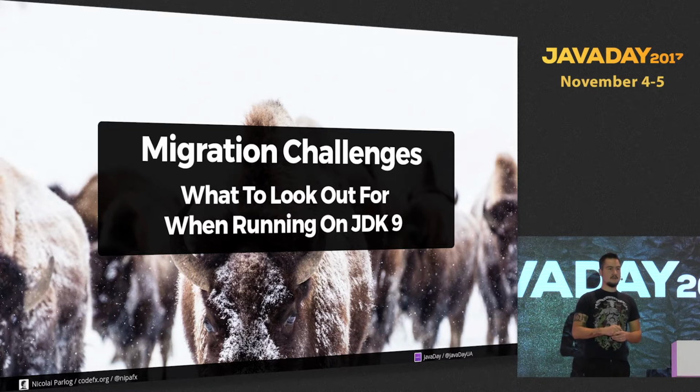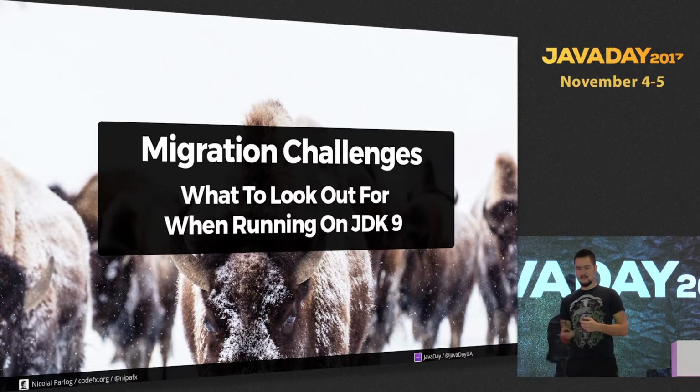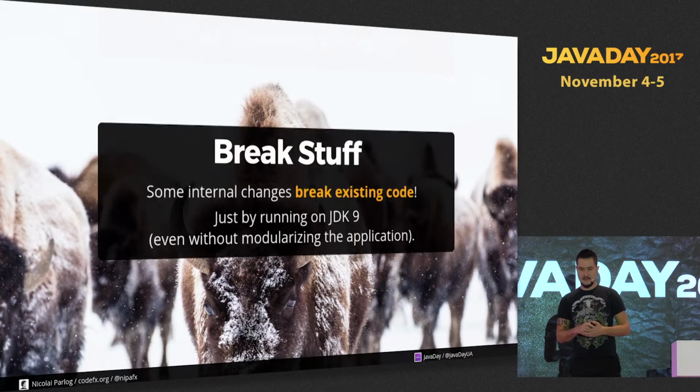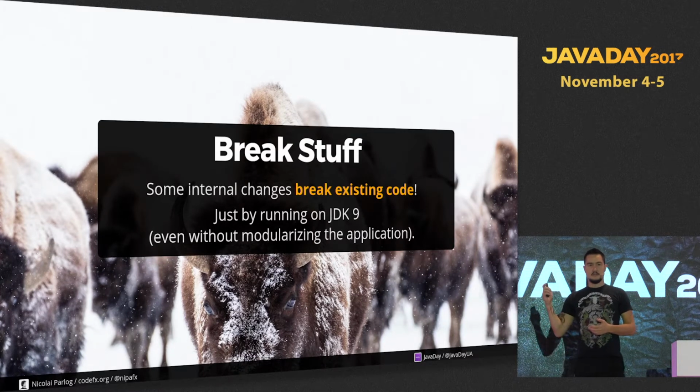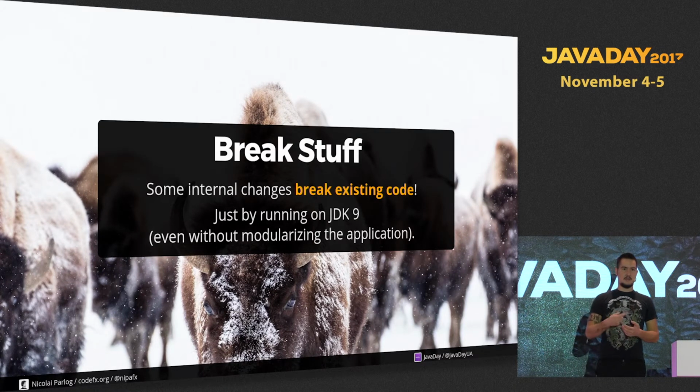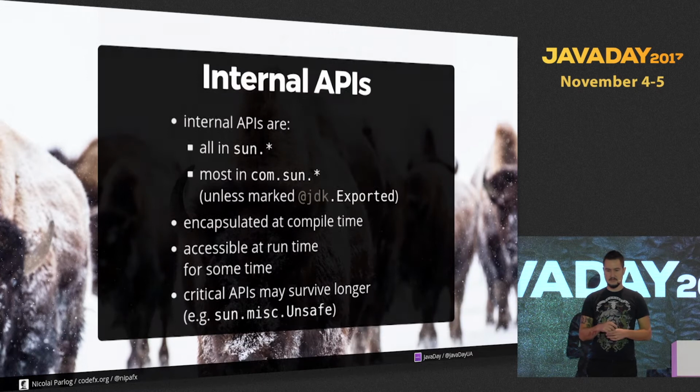So now let's have a look at what this means for migrating to Java 9 and what other changes were made that might cause you problems. So we're going to go through these problems now, and then I'm going to switch and show you the application, and we're going to encounter some of these problems and apply the fixes that we talked about here. There are some internal changes in the JDK that can break your code. And once again, this can happen just by running on Java 9, even if you don't create any modules yourself.